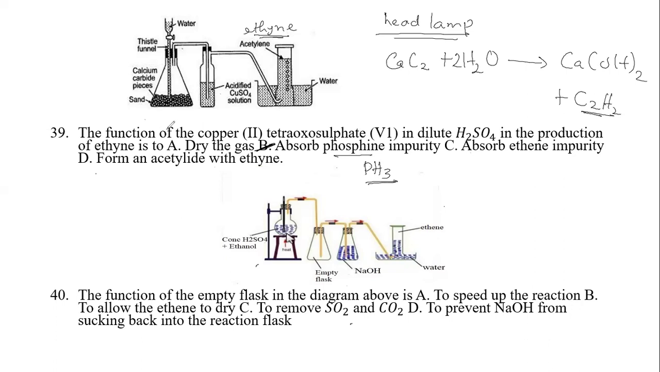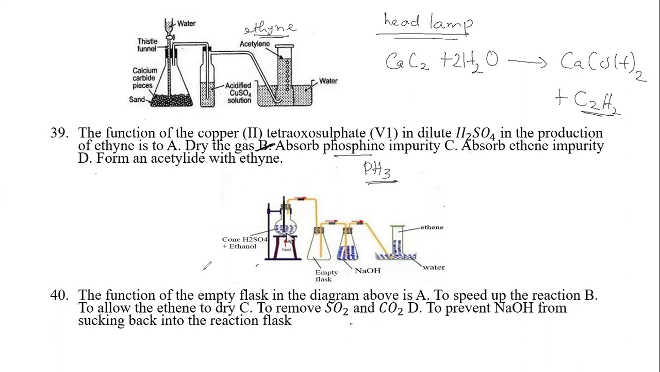Now, what's the function of this sand? Why do we have to put the calcium carbide on sand? That is another question that is very common in JAMB. The reason is to avoid the breaking of this flask, because the reaction is very exothermic. If you just put the calcium carbide in the flask without putting sand first, the glass will break underneath, and that's going to affect the reaction. So option B is the answer. The calcium carbide is put on sand to prevent breaking of the glass.